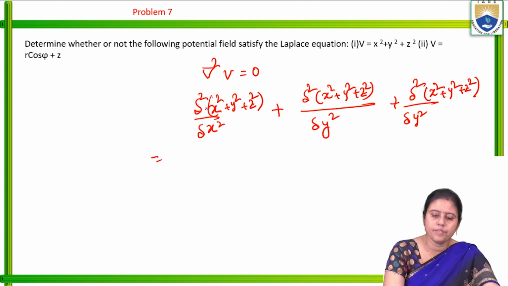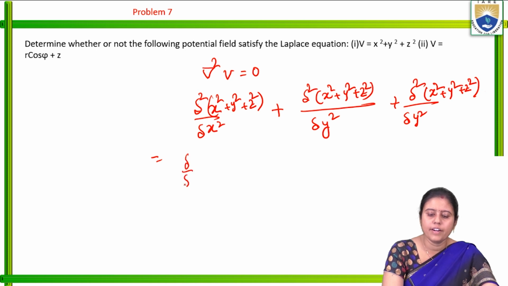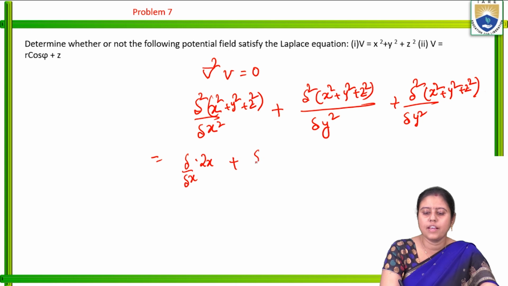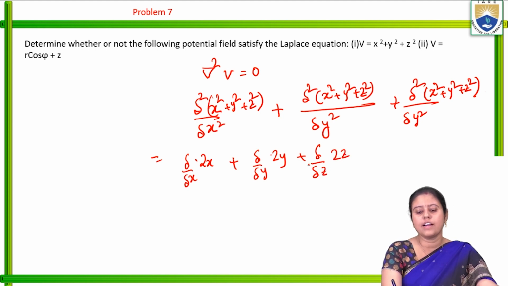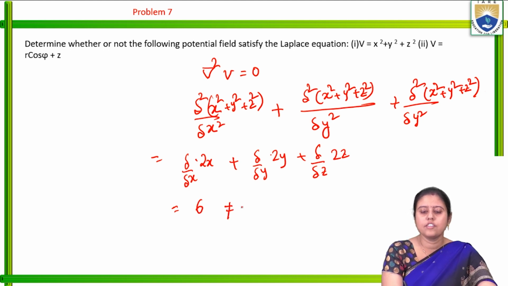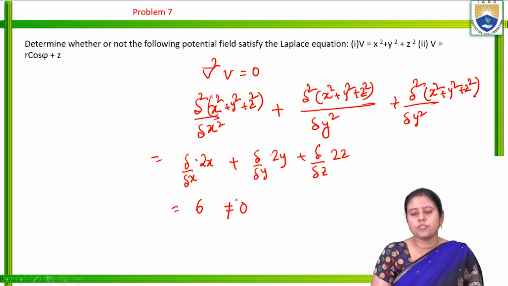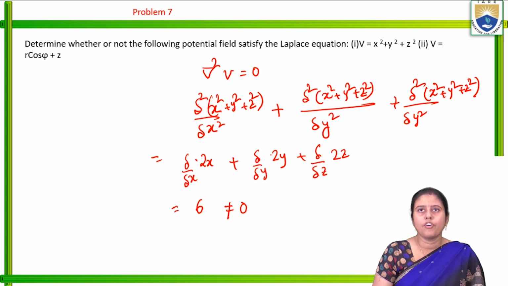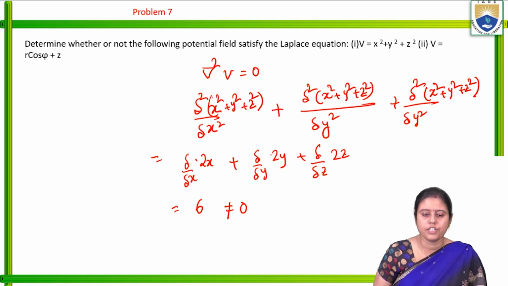So, what is the differentiation? Del by del x into 2x plus del by del y 2y plus del by del z 2z. So, all the variables vanish and we get 2 plus 2 plus 2 is equal to 6, which is not equal to 0. So, this field does not follow the Laplace equation.